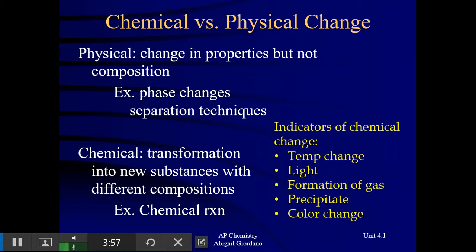Lastly, a color change of some sort. Okay, if you place, for example, a ball of aluminum foil inside a beaker of copper sulfate and let it sit there for a while, you will start to notice that the aluminum foil has turned red, and that's because copper, pure copper, which is sort of a reddish color, is precipitating out and coating that aluminum foil. So a color change can be another indicator.